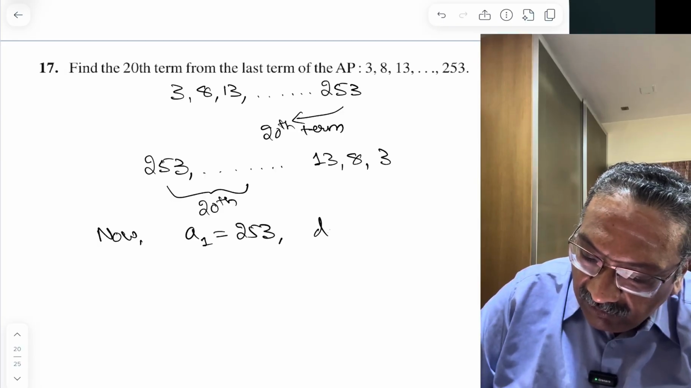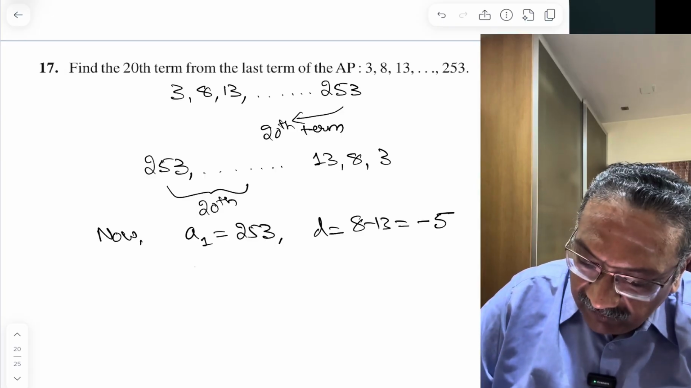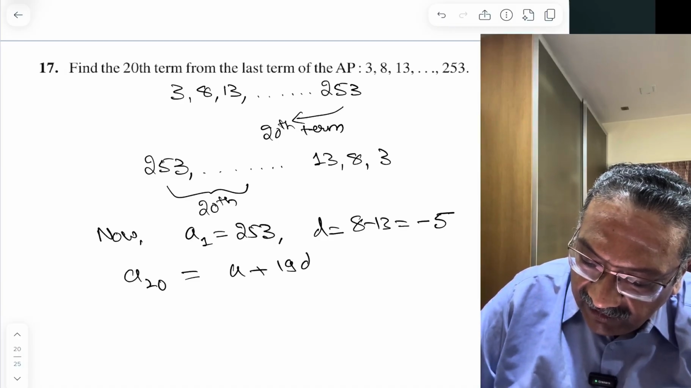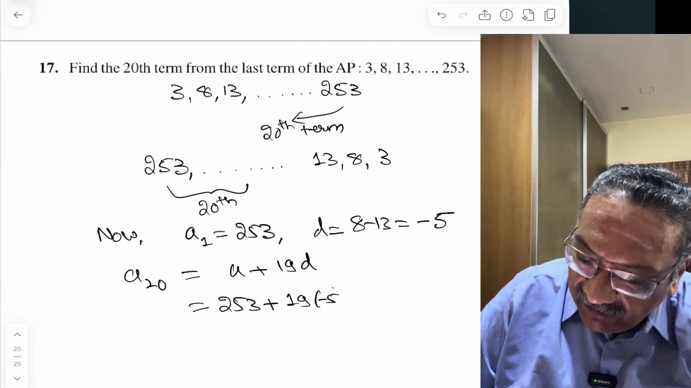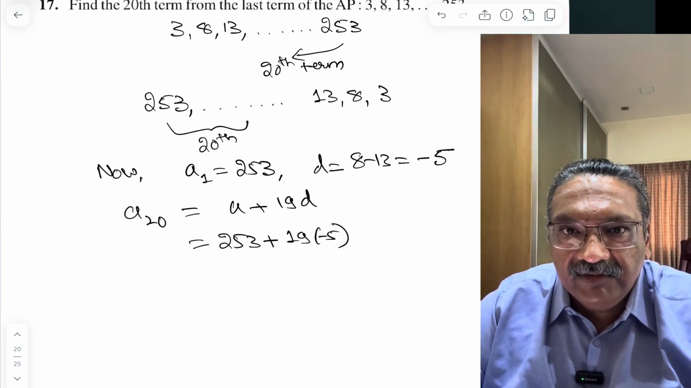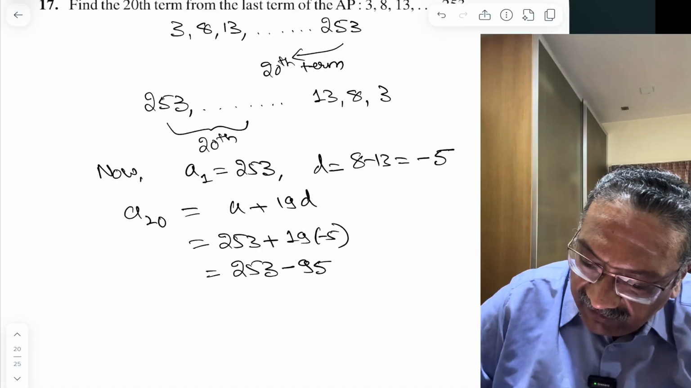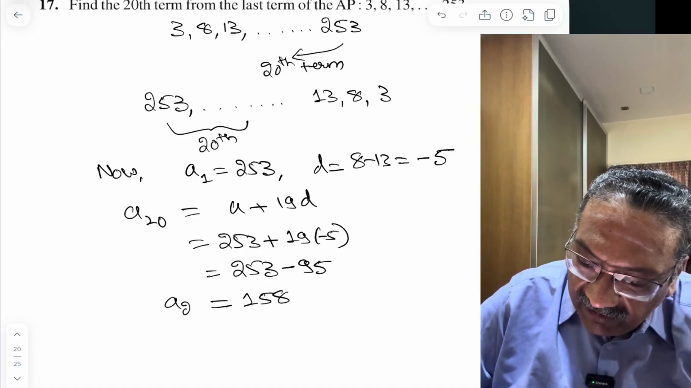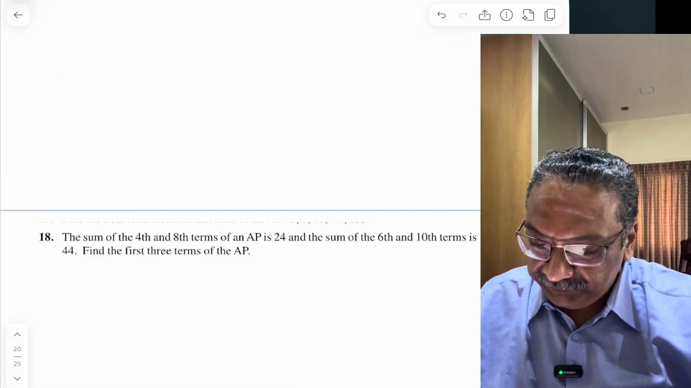So now the first term A1 will be 253. Common difference will be 8 minus 13, which is minus 5. We need to find A20. A20 is equal to A plus 19D, which is 253 plus 19 into minus 5. 19 5s: 5 times 20 is 100, so 19 5s is 95. So it is 253 minus 95, which is 158. So the 20th term from the end will be 158. This is how you can solve this.